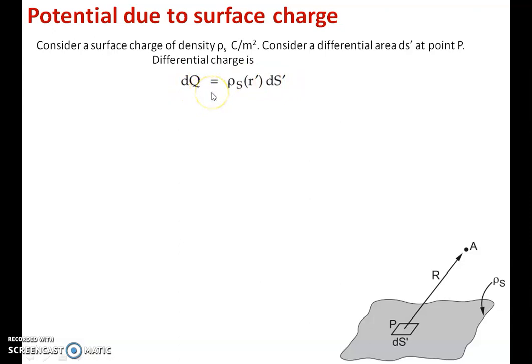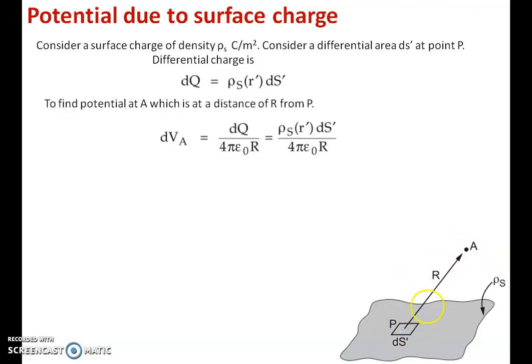Now I want to find the potential at point A. You know that the potential at point A due to this ds dash can be represented as a small potential dVA, which is equal to dq by 4 pi epsilon naught into r. You know the expression for potential at a particular point due to a small elemental charge can be written as dq by 4 pi epsilon naught into r. So dq can be written as rho s of r dash into ds dash.